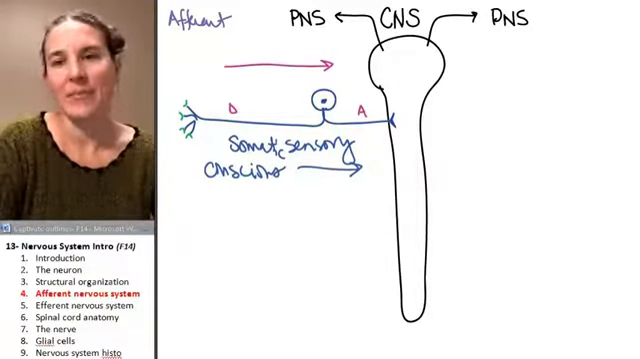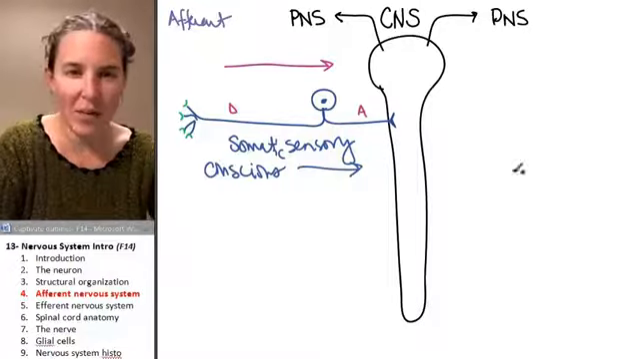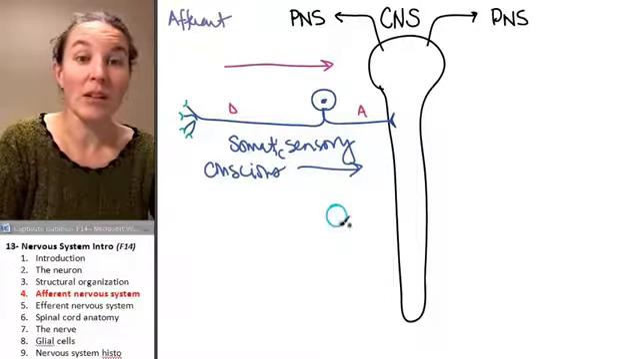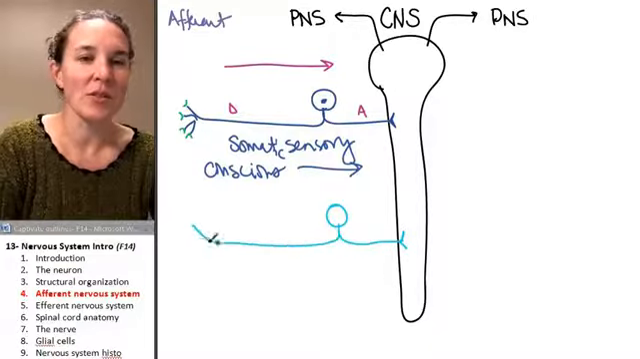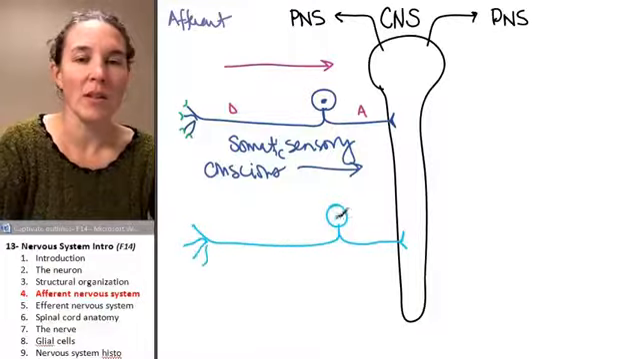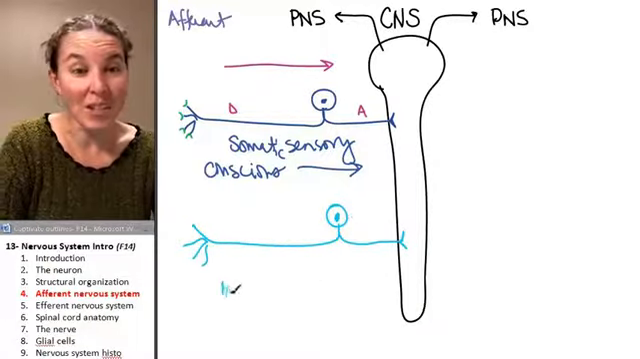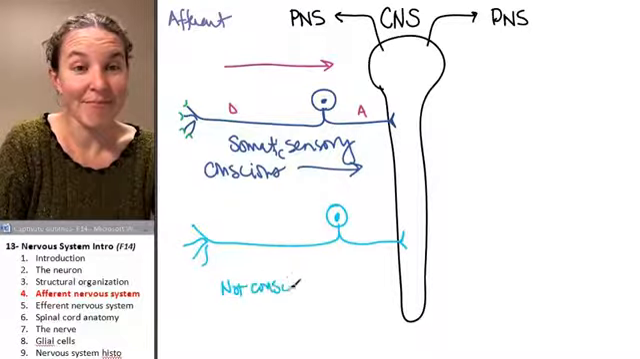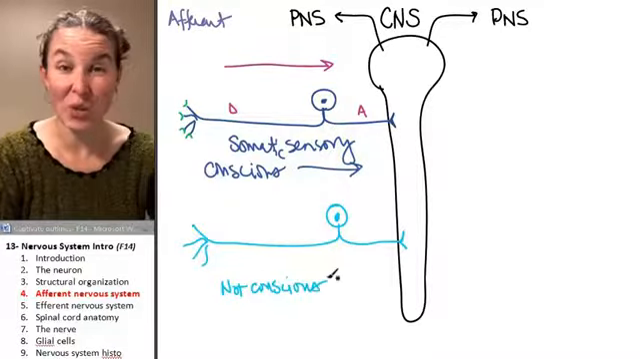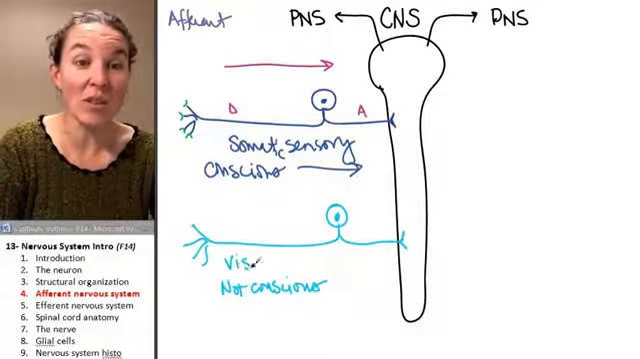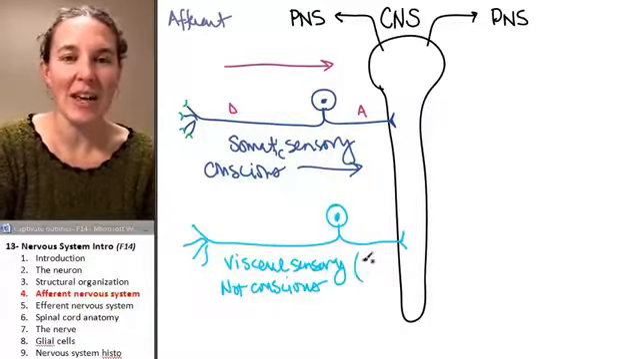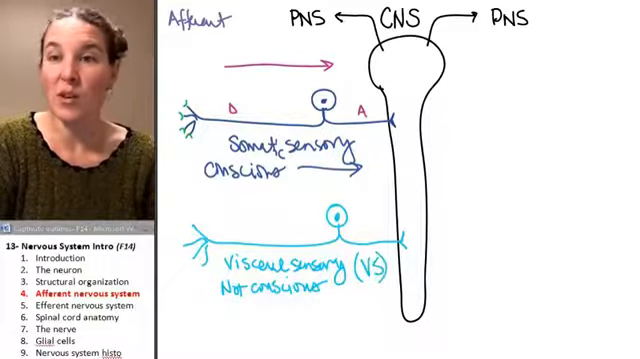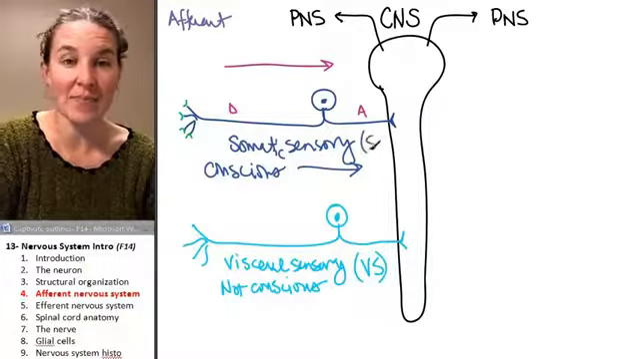That's one flavor. If somatic sensory is one of them, what's the other one? Look, it looks exactly the same, only a little bit different. Well, it's probably not conscious. And guess what? That's true. And it's called visceral sensory. And visceral sensory, you can abbreviate as VS, and you can abbreviate somatic sensory as SS.